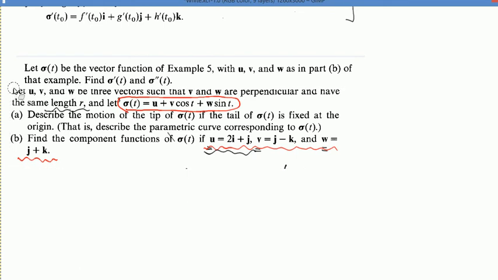Okay, that's your exercise. I think it's number 2. Sigma t is a vector function given in example 5, and here is the vector function given here. And u and v and w are this. You plug it in there. If you already have that answer simplified before, you can use that. And compute sigma prime t and sigma double prime t. Differentiate one time, differentiate two times, each of the components. That's what they're asking.